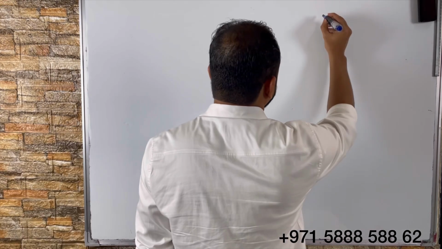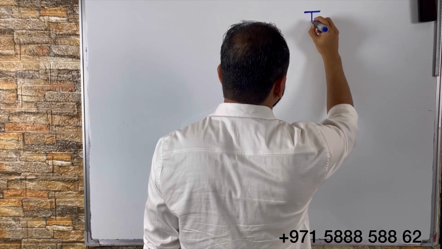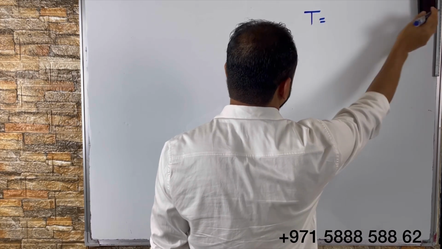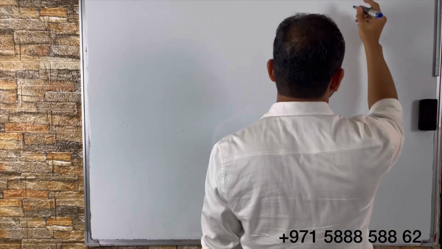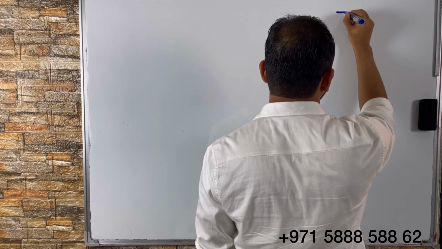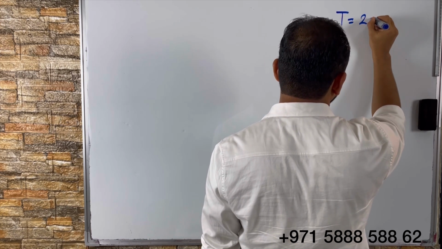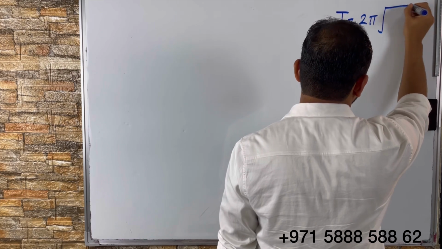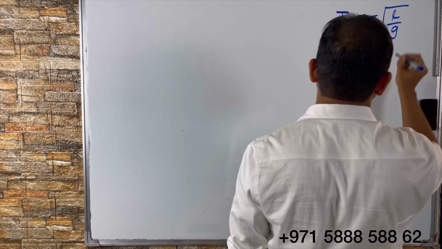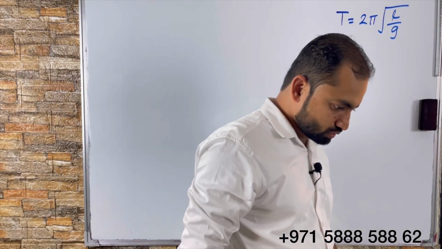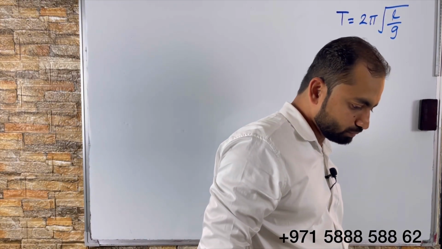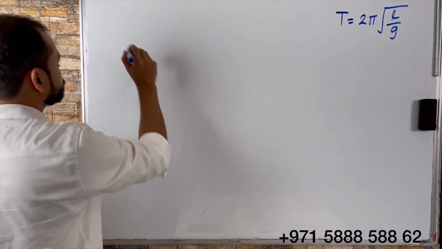The equation to calculate the time period of the pendulum T is equal to 2 pi times the square root of L over g, so we will write the equation here. Now we are solving example problem 2.